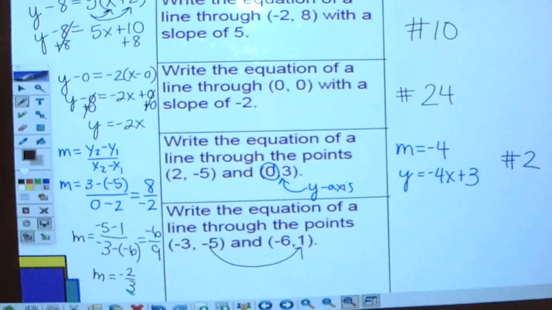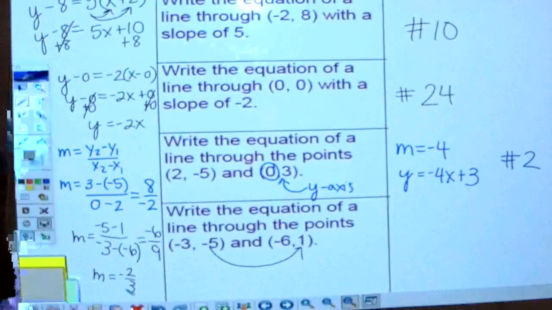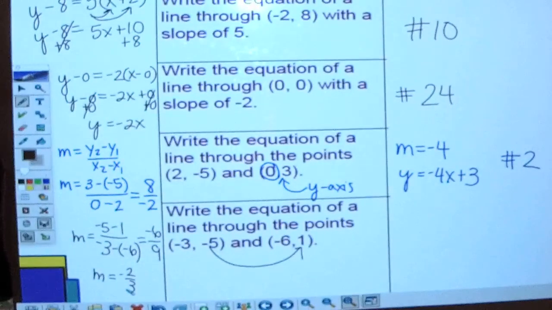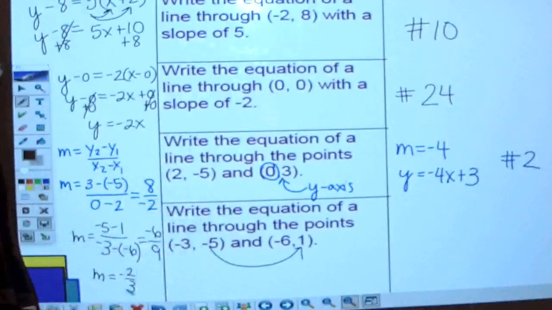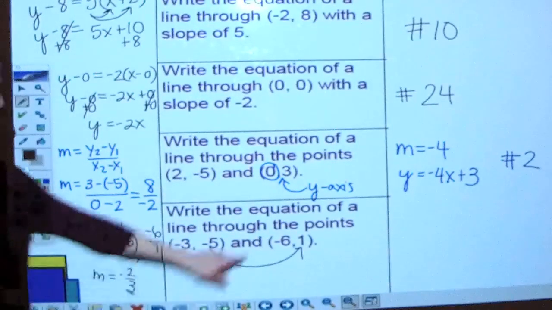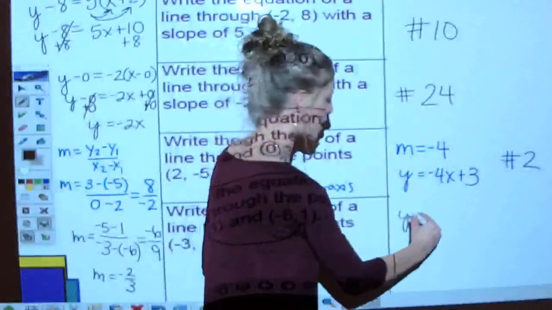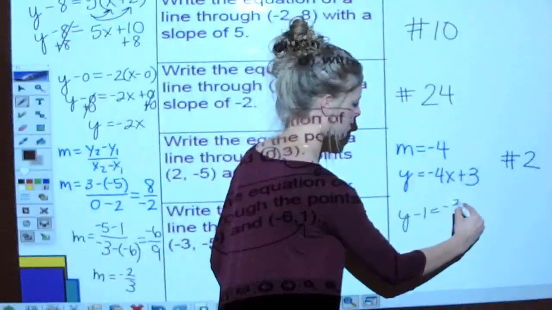You should have gotten a 6 over negative 9, because 1 plus 5 is 6. What would be my next step? Point-slope form. And which point should I use? The -6 and 1, that one looks easier. Yeah, this one does look easier. So we would do y minus 1 equals -2/3.